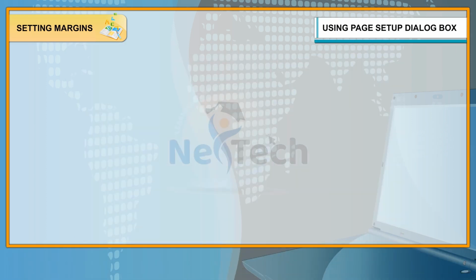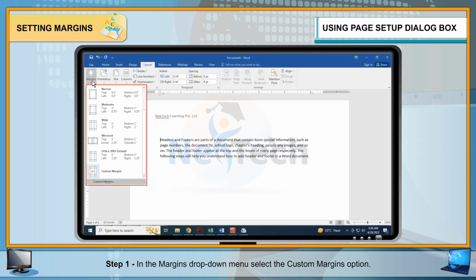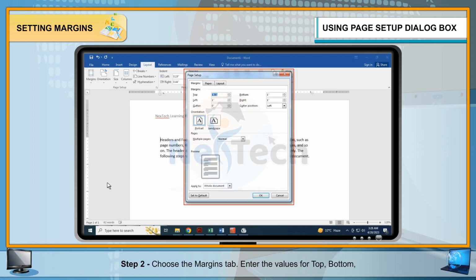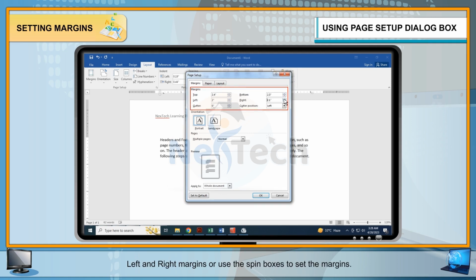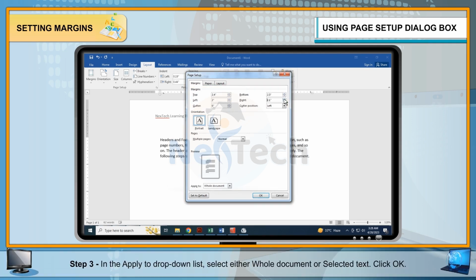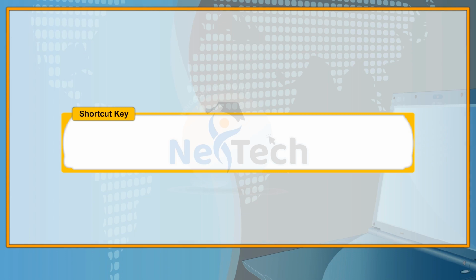Using Page Setup dialog box. Step 1. In the Margins drop-down menu, select the Custom Margins option. The Page Setup dialog box appears, as shown here. Step 2. Choose the Margins tab. Enter the values for top, bottom, left and right margins or use the spin boxes to set the margins. Step 3. In the Apply to drop-down list, select either whole document or selected text. Click on OK.